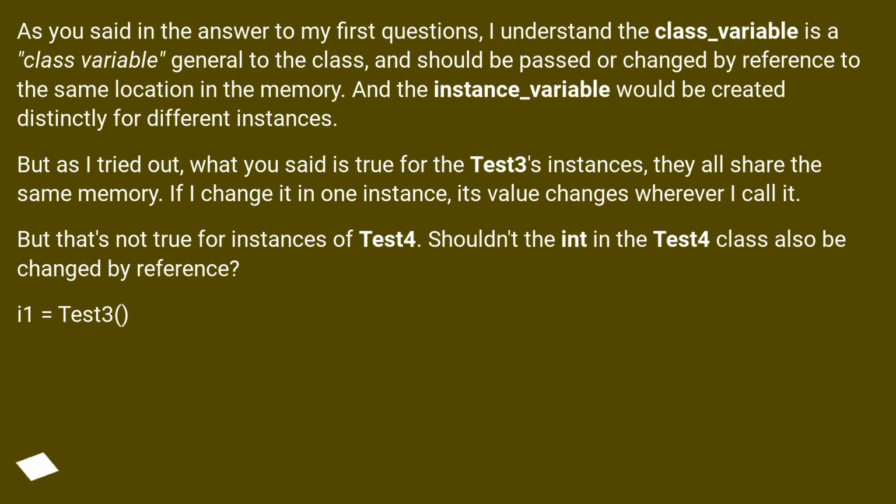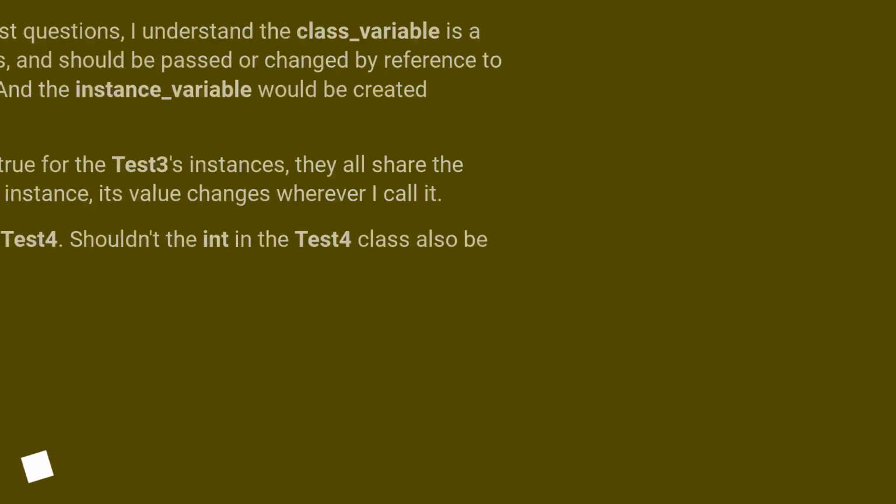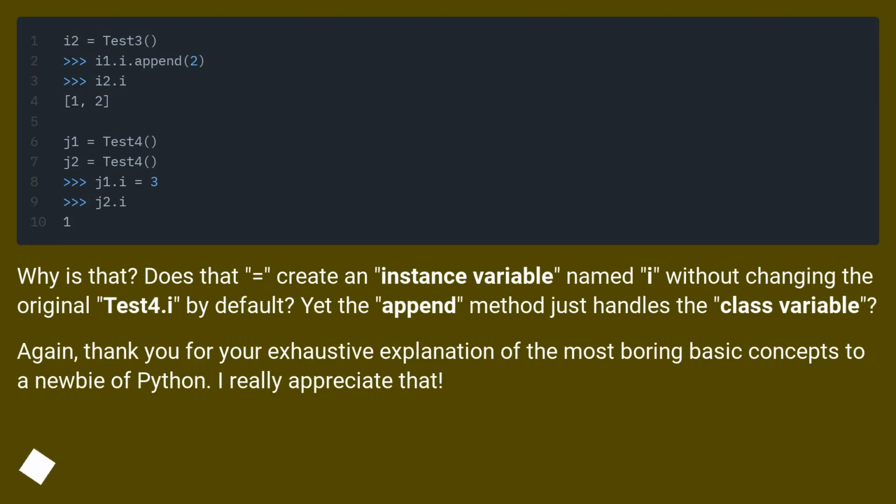I1 equals test3. Why is that? Does that equals create an instance variable named I without changing the original test4.I by default? Yet the append method just handles the class variable? Again, thank you for your exhaustive explanation of the most boring basic concepts to a newbie of Python. I really appreciate that.